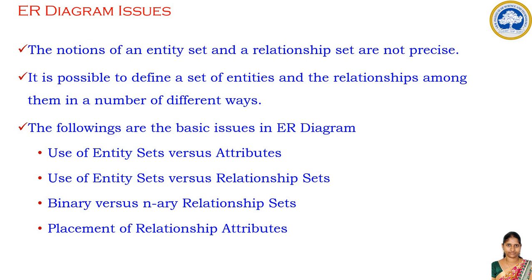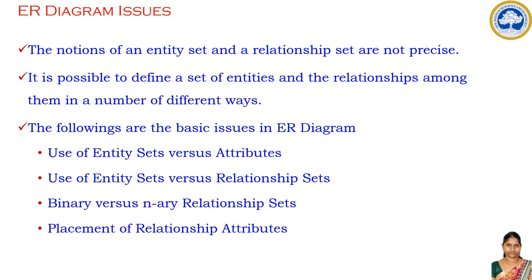The notation of an entity set and a relationship set are not precise, so it is possible to define a set of entities and a relationship among them in a number of different ways. So we face the following issues in an ER diagram: the use of entity sets versus attributes, the use of entity sets versus relationship sets, binary versus n-ary relationship sets, and placement of relationship attributes.